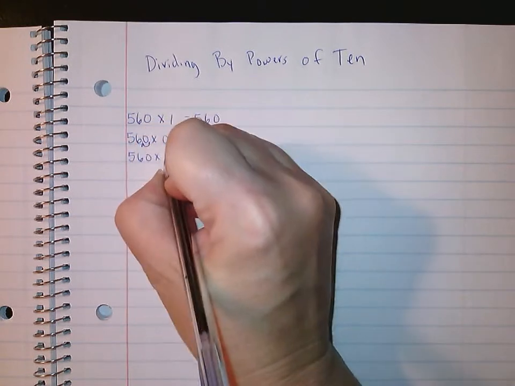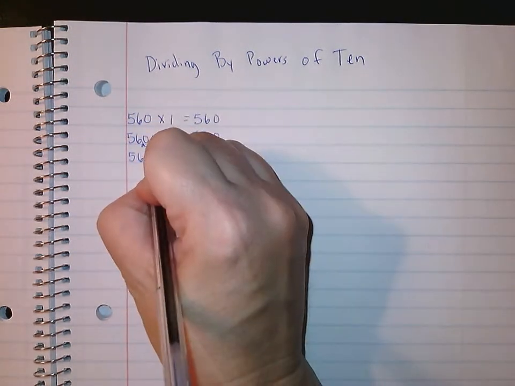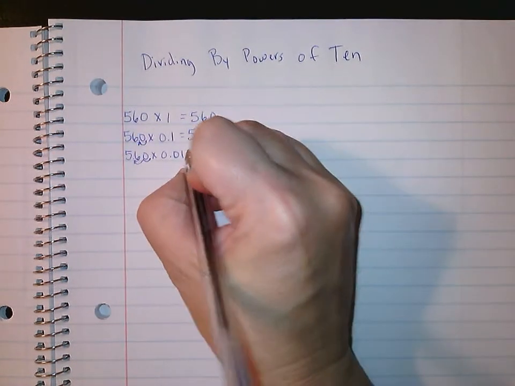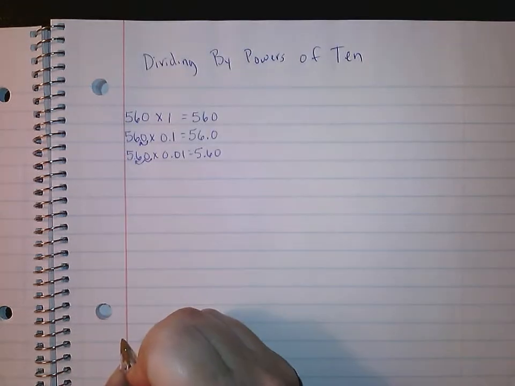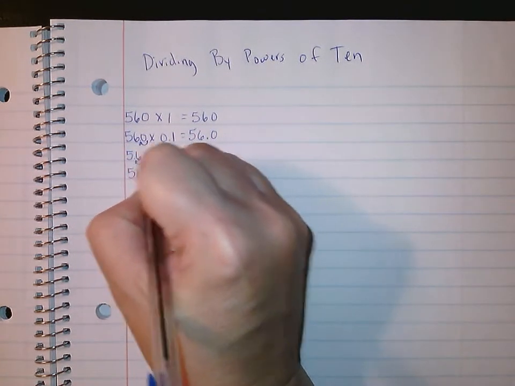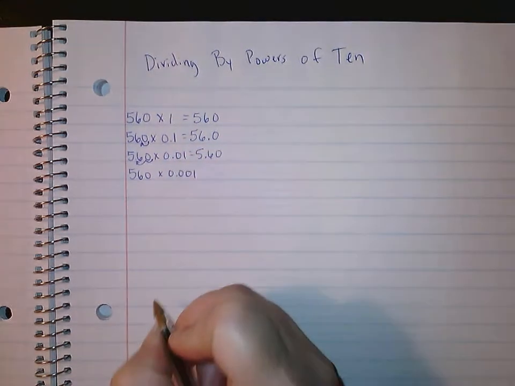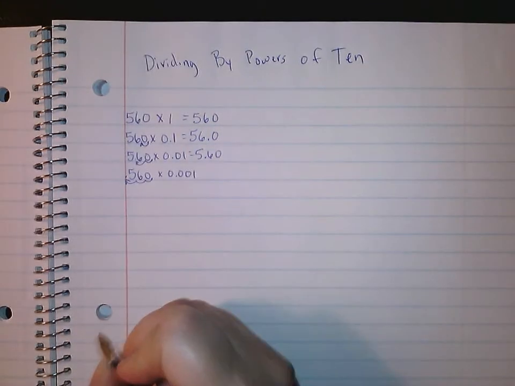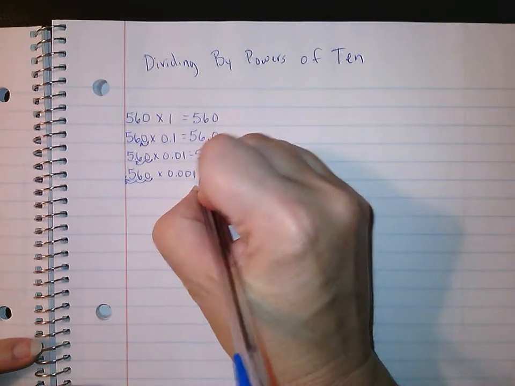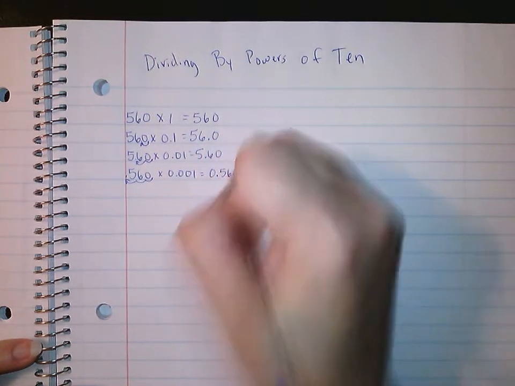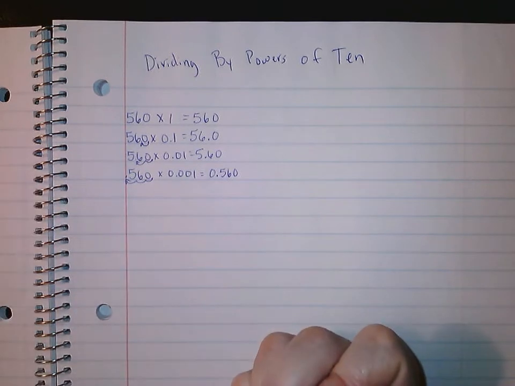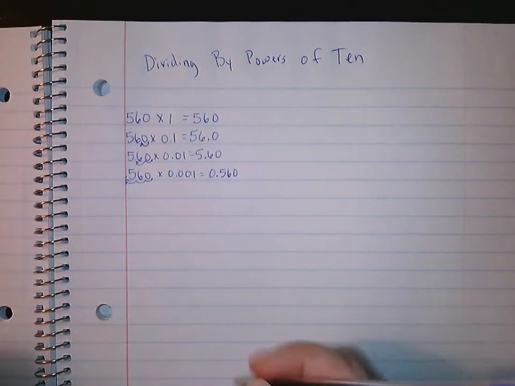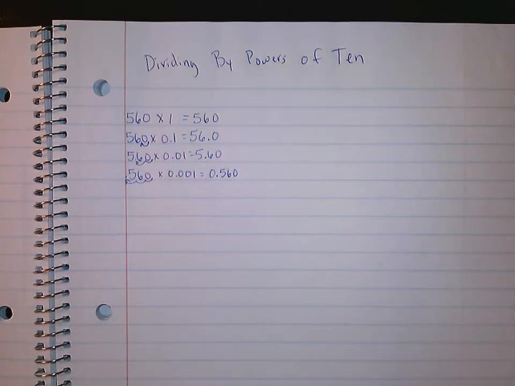560 times 1/100th means I move my decimal 2 times to the left, 1, 2. So my answer is 5 and 60/100ths. And then 560 times 1/1,000th means I move my decimal 1, 2, 3 places to the left. So my number is 560 thousandths, right? So we did that in the last chapter. Okay, but I told you that multiplying by 1/10 was the same as dividing by 10, and that's true.